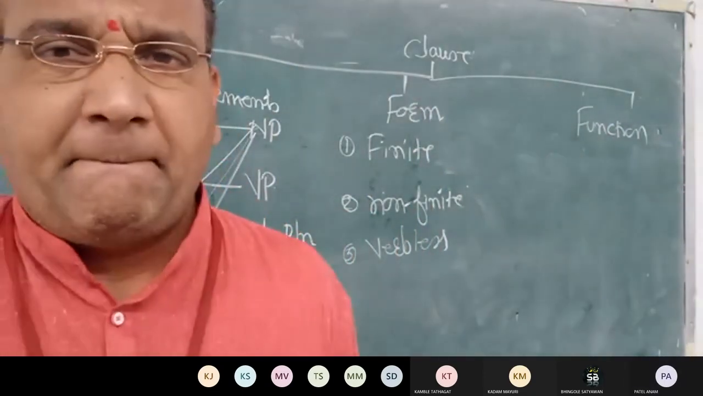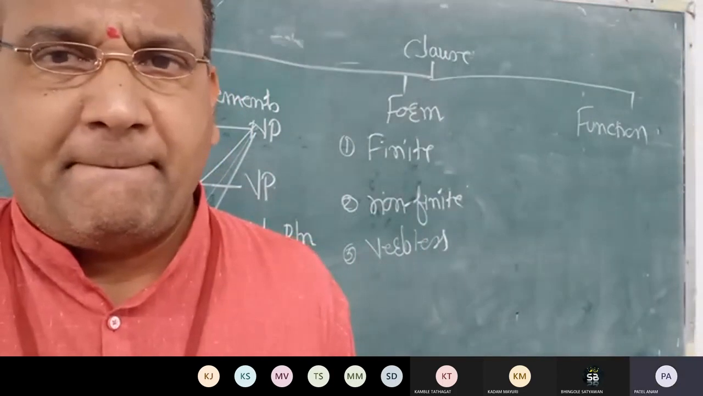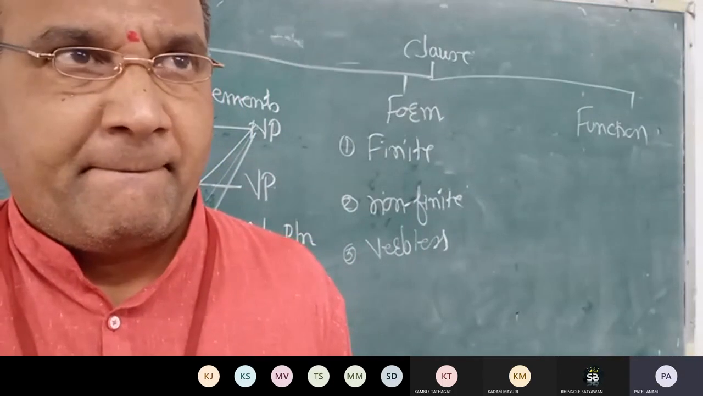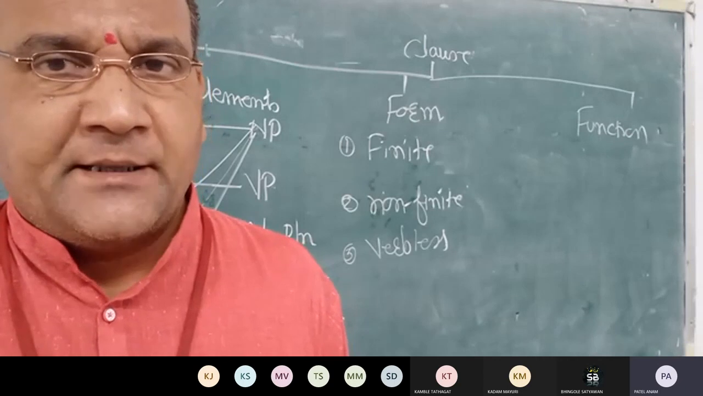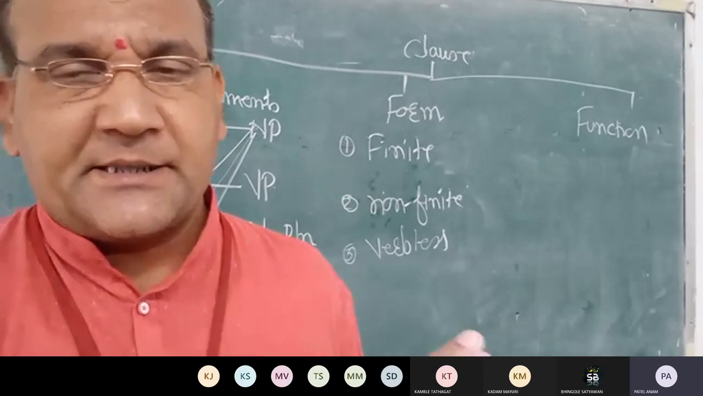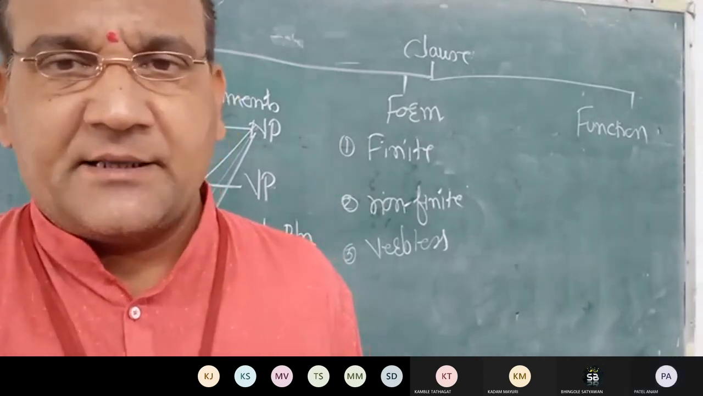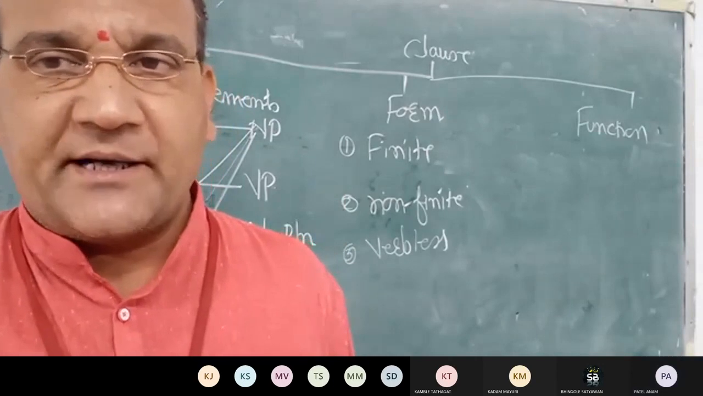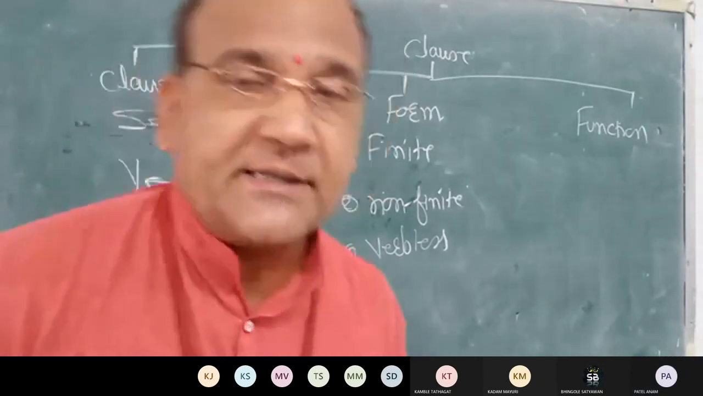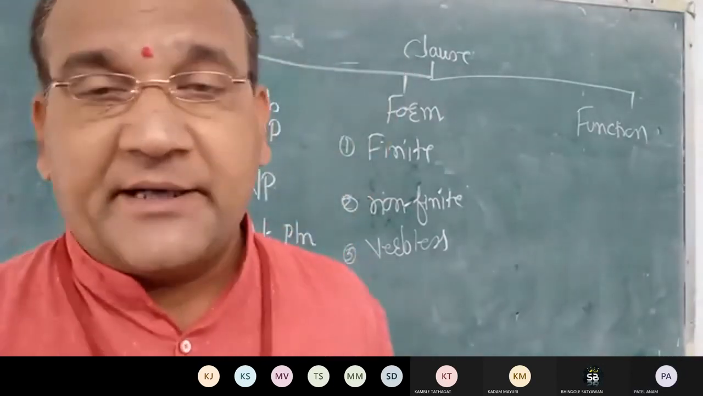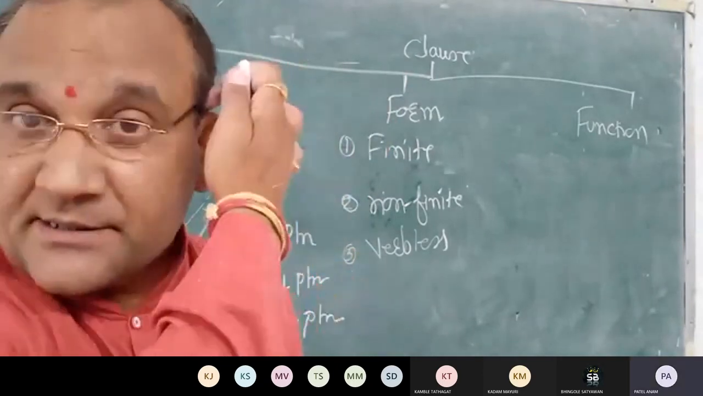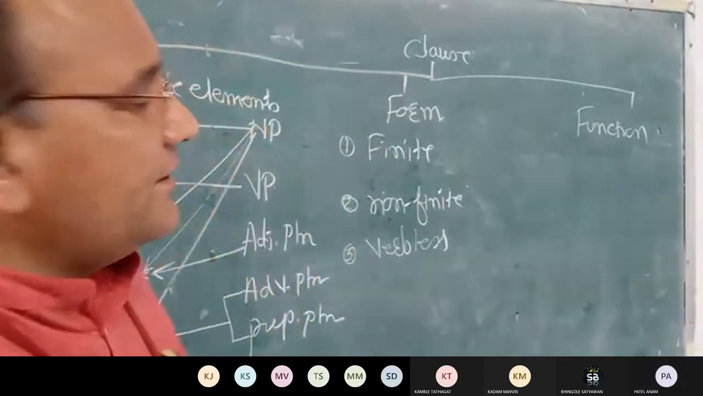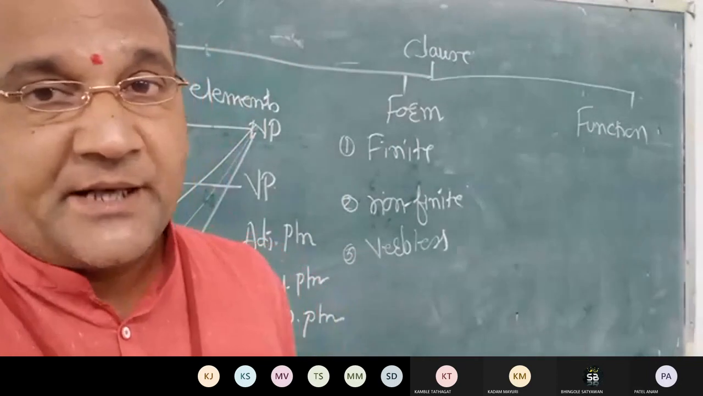Is it possible that a complex sentence is always a finite clause? Not necessarily. A simple sentence is finite always. A compound sentence also is finite. But in a complex sentence, it may be finite, non-finite, verbless. You will get the details when we discuss. Now we can study clause by its function.